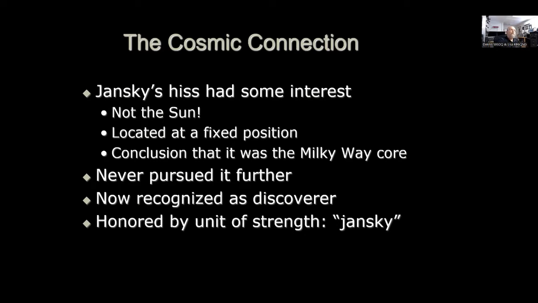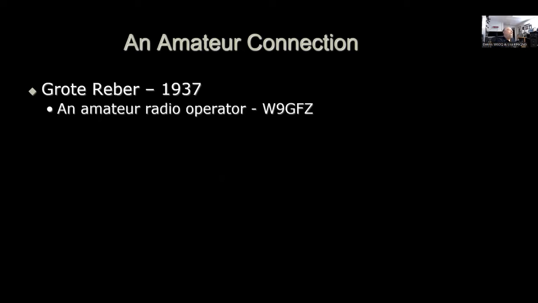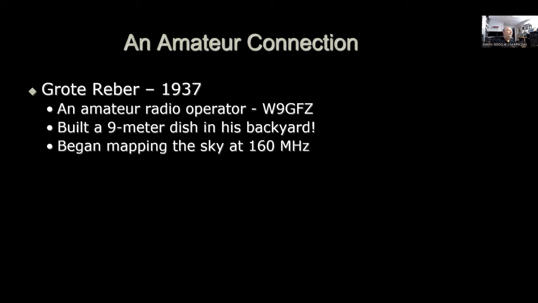Now, there's an amateur radio connection to all of this, which is really fascinating. This fellow, Reber. Reber was W9GFZ. He was an amateur radio operator, and he was interested in investigating some of this stuff. So he builds a 9-meter dish in his backyard. Oh, yeah, I like this guy right from the start. A 9-meter dish in his backyard. He started mapping the sky at 160 megacycles.